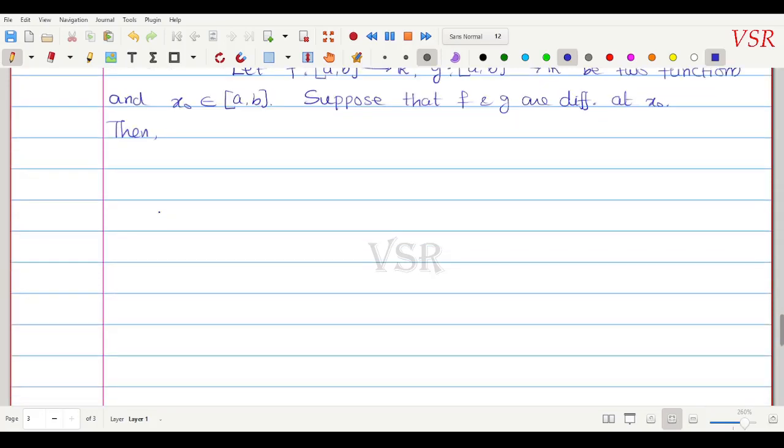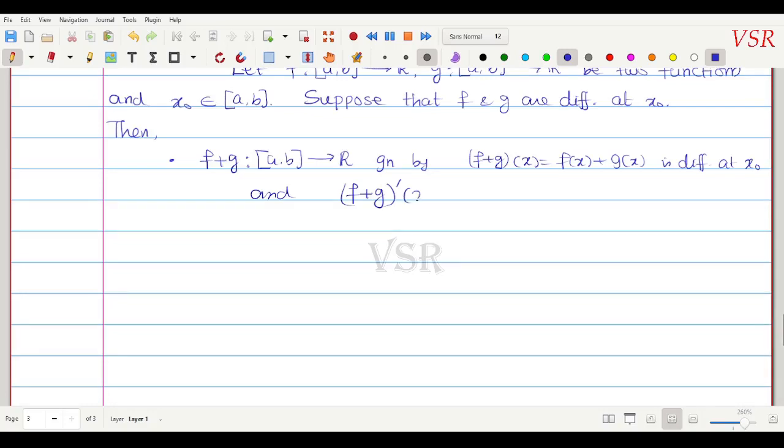the f plus g, முதல் பாயிண்ட் வந்து, that is f plus g is a function from closed interval a b to R, given by, எப்படி டிஃபைன் பண்ணிருப்பீங்க, f plus g of x which is equal to f of x plus g of x, is differentiable at x naught. x naught ல differentiable ஆகும். அது மட்டும் இல்ல, இதனுடைய டெரிவேட்டிவ் ஈஸியா கால்குலேட் பண்ணிக்கலாம், and f plus g dash at the point x naught is equal to f dash at x naught plus g dash at x naught.